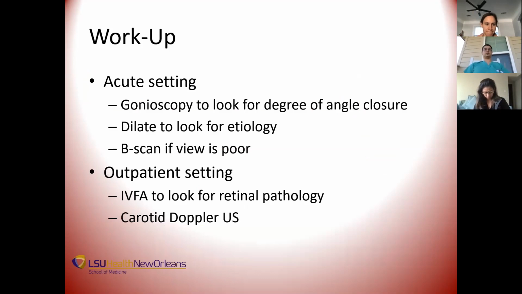As far as workup goes in the acute setting, ideally you want to get a gonio, although we weren't able to on this patient, to look at the degree of angle closure and where the NVA is. You want to dilate to look for etiology. You also want to get a B scan if needed. In the outpatient setting, you'd like to get an IVFA to look for retinal pathology. Carotid ultrasound might also help if you're suspicious for something like OIS.